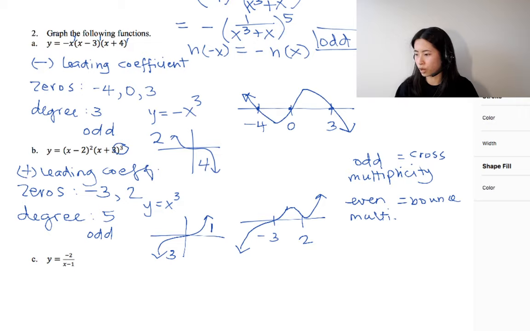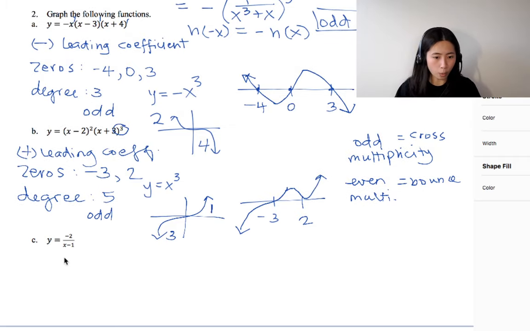So let's move on to question C. We can see that this is a rational function. If it's a rational function, that means you're going to have a numerator and a denominator. Respectively, you have x minus 1. So if it's a rational function, you need to determine whether it has asymptotes, because we know that rational functions have asymptotes. So we can start with vertical asymptote.